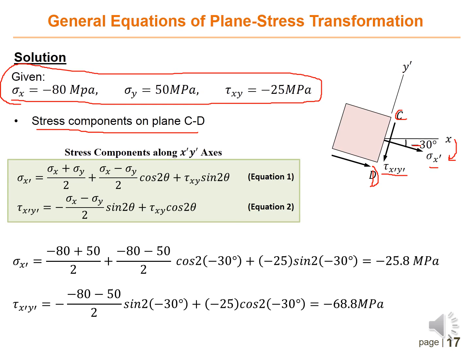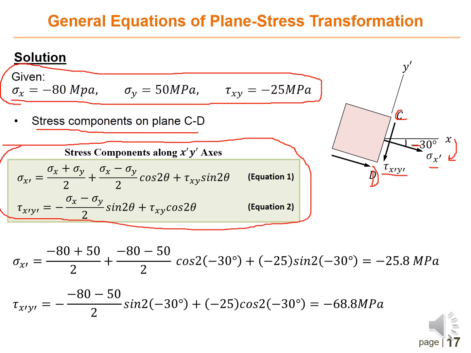You can use the stress component equations along the x prime y prime axes, as in equation number 1 and equation number 2. You can straightaway use these equations to calculate sigma x prime and tau x prime y prime. For sigma x prime, you just need to substitute the values into this equation.